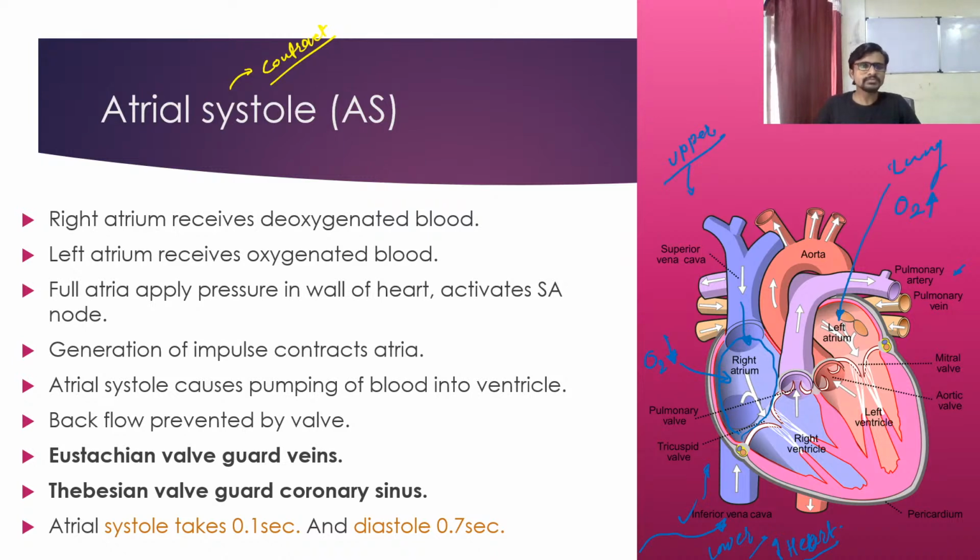Okay, when blood enters the atrium, the atria get full, and the full atria apply pressure on the wall of the heart, and it will activate the SA node, which was part of our last lecture. So please see the last lecture. I've already discussed how the SA node and the nodal tissue work in the wall of the heart. So what happens when the atria get full?